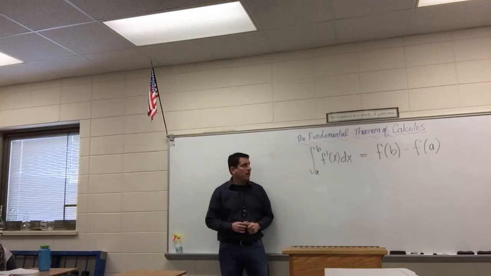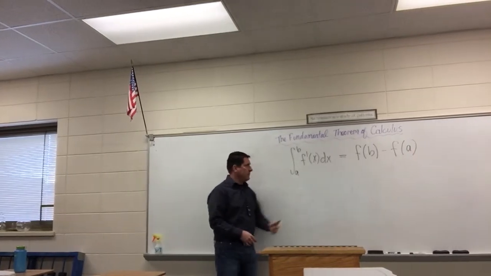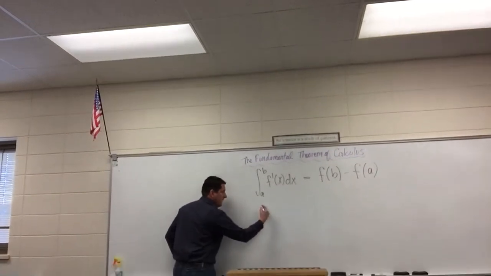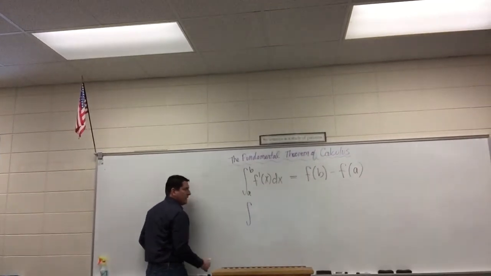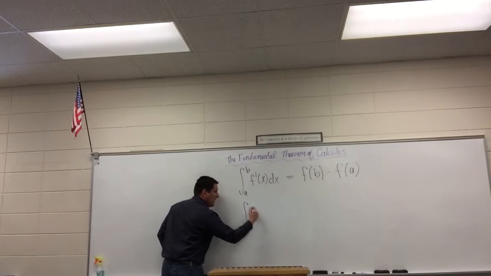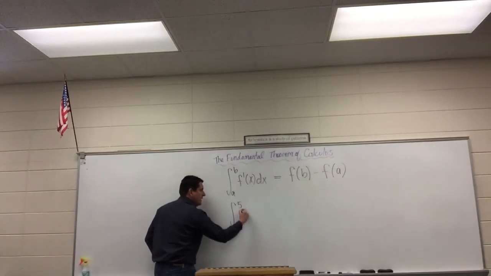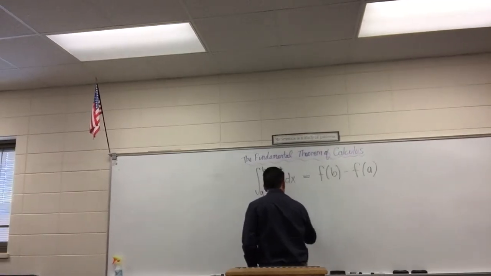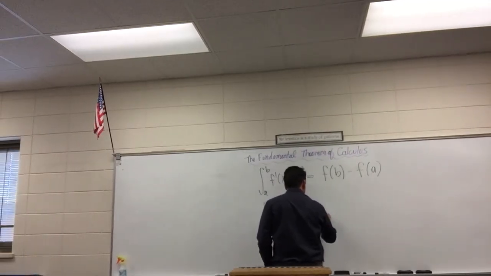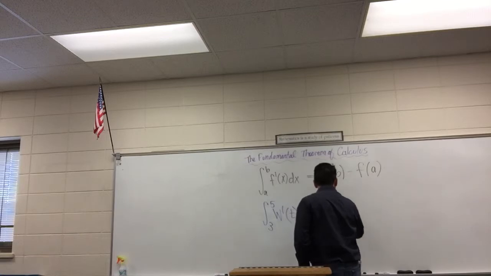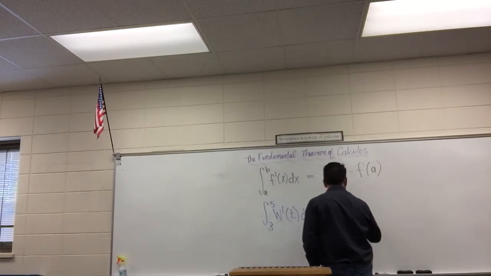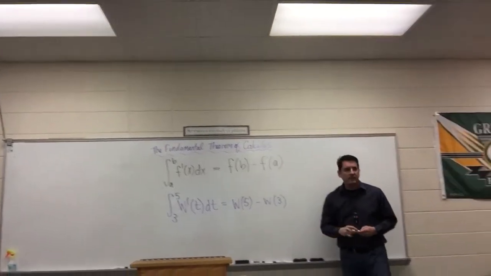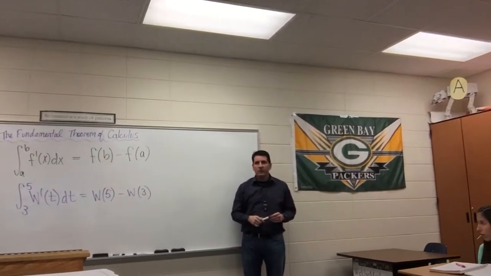Okay? Now, to show you how this would work with just different letters, because sometimes it's just weird, you could have a function that looked like this. The integral from 3 to 5 of w prime of t dt would give you w of 5 minus w of 3. Look carefully at that notation and compare the two.